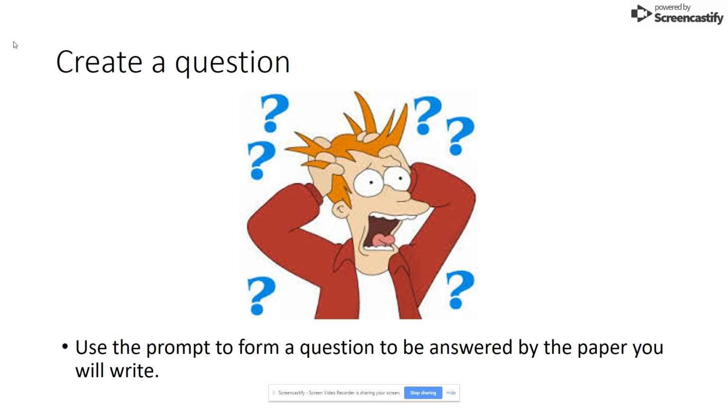And if you make sure that your thesis statement answers that question and then you keep your paper focused on your thesis, you can't go wrong. This is the critical step. This is the most important.